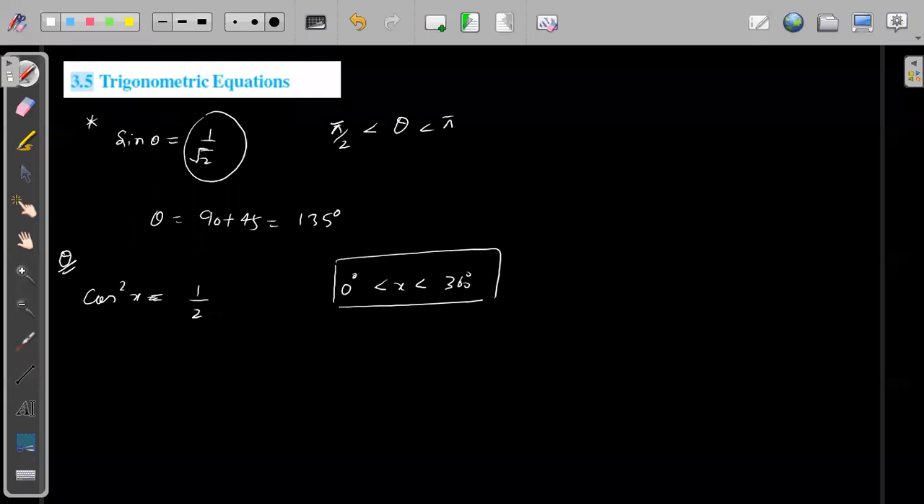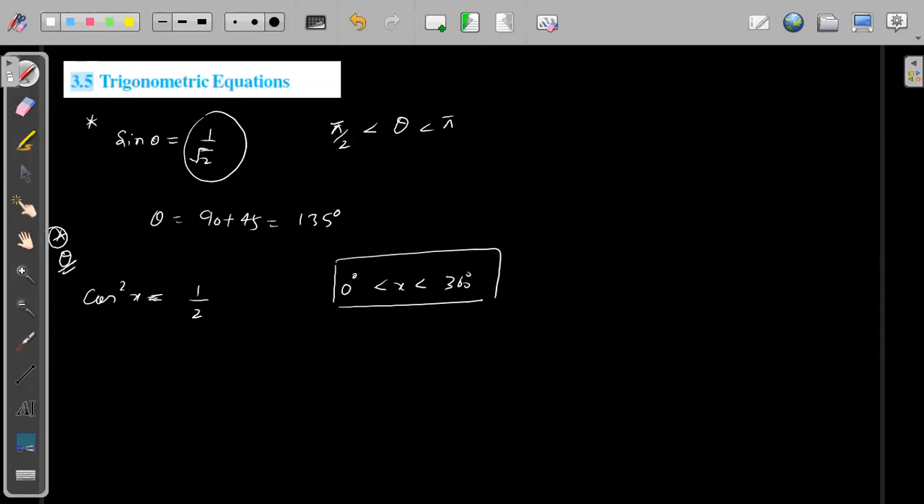So this is cos square x is equal to 1 by 2. Tell me the values of x. You can write angles in radians, you can write angles in degrees, anything is okay. Tell me the answer for this. This is the last question of today's class. We will discuss this miscellaneous question in tomorrow's class. Tell me what will be the value of the angle.